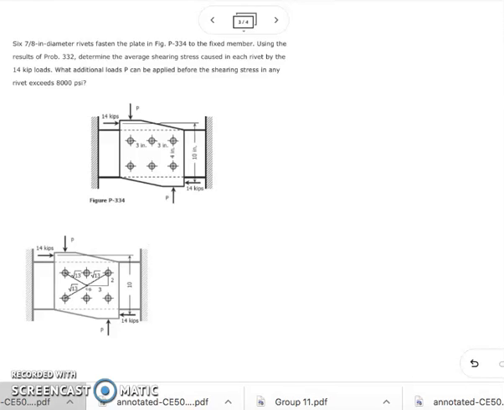The equations that will be applied in this problem are, first, tau is equal to T, the torque, times rho, the radial distance from the bolt towards the centroid of the plate, all over J. J is the polar moment of inertia, and J is equivalent to the summation of the area times rho squared. So these are the formulas that we will be using for this particular problem.